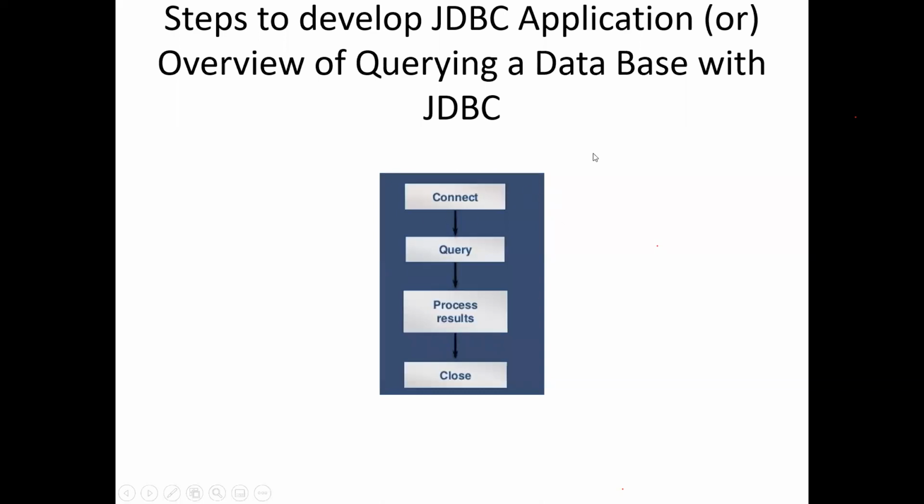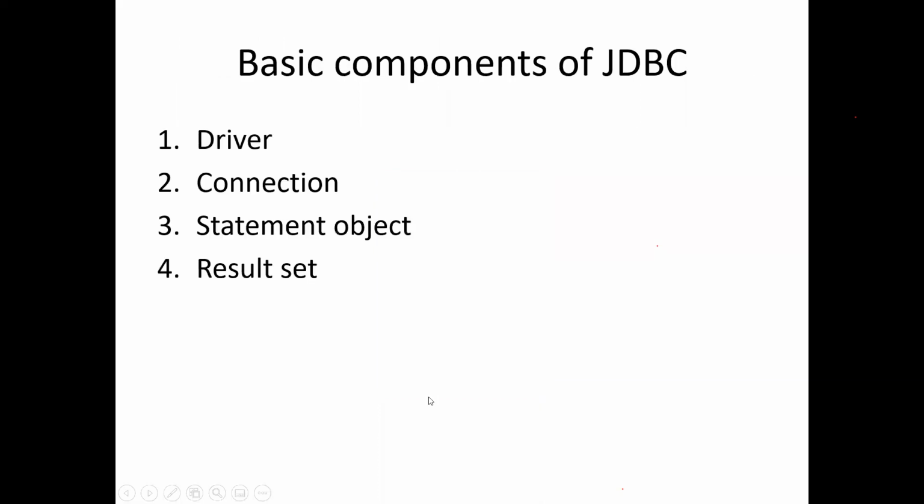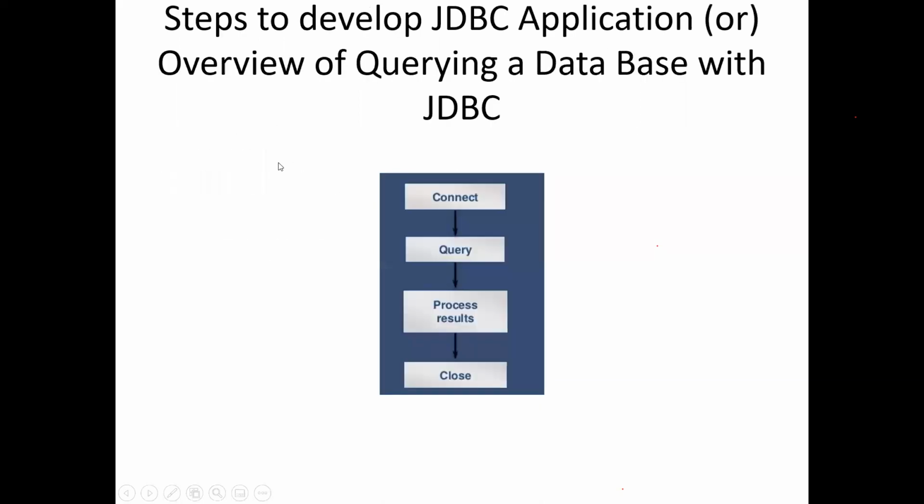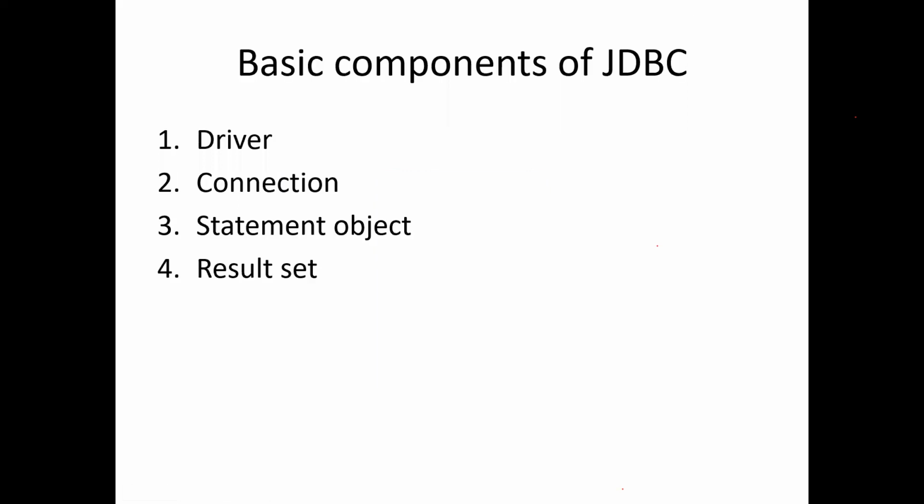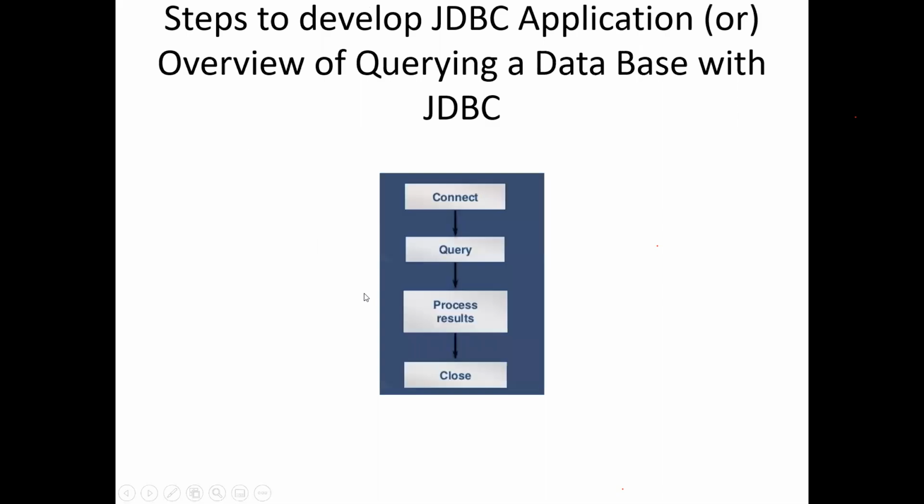The first one is the connection. What is the meaning of connection? How will we provide the connection? Now I will explain. The next one is the query. The next one is processing the results. Finally, we will close the connection. These four steps are related to these four points. Here the first one is the driver, the second one is the connection, the third one is the statement object, and finally the result set. So here the first step is connection.